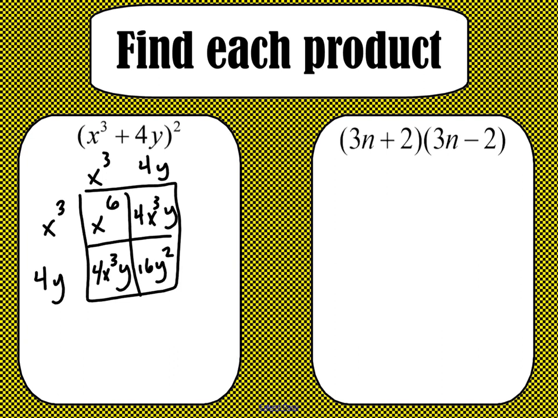Combine my like terms, I have x to the sixth. I have no other x to the sixth that's going to be there. I have 4x to the third y and 4x to the third y. Altogether, that's going to be 8x to the third y. And I have 16y squared.